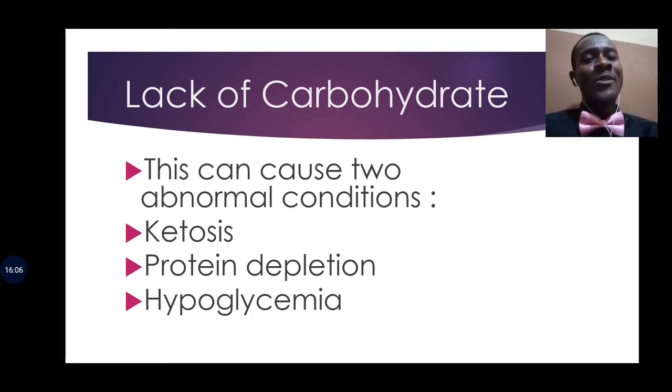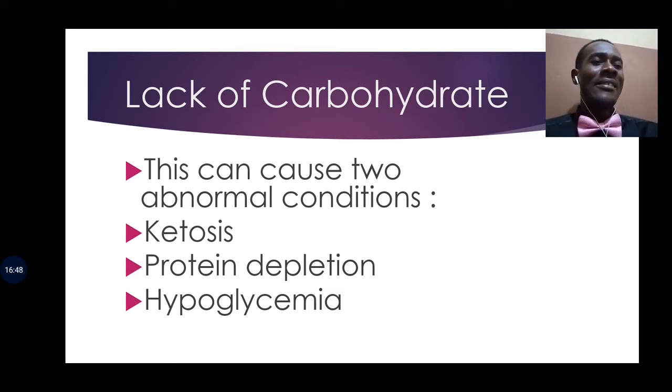The next one we have to talk about is lack of carbohydrates. Carbohydrate is one of the major contents of a balanced meal, and when it is not in place, the following abnormal conditions can occur in that person. Number one abnormal condition when there is lack of carbohydrate is what is known as ketosis. The person will suffer from what is known as ketosis. I will explain these things in the next slide. The next abnormal condition that can occur when there is lack of carbohydrate is protein depletion. And the next one is called hypoglycemia. Hypoglycemia is low blood sugar.